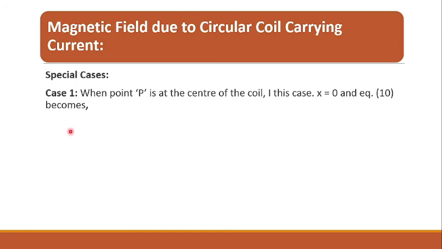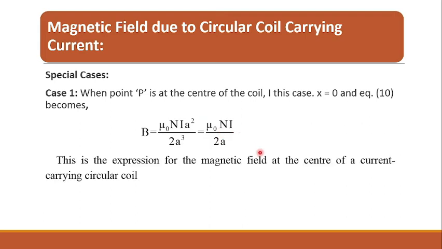Case 1, when point P is at the center of the coil, right? In this case x is equal to 0, and therefore our equation 10 will become B is equal to mu 0 n I a square upon 2 a cube, which is equal to mu 0 n I upon 2a, right? This is the expression for the magnetic field at the center of a current carrying circular coil. Also H will be equal to B upon mu 0, which is equal to n I upon 2a.